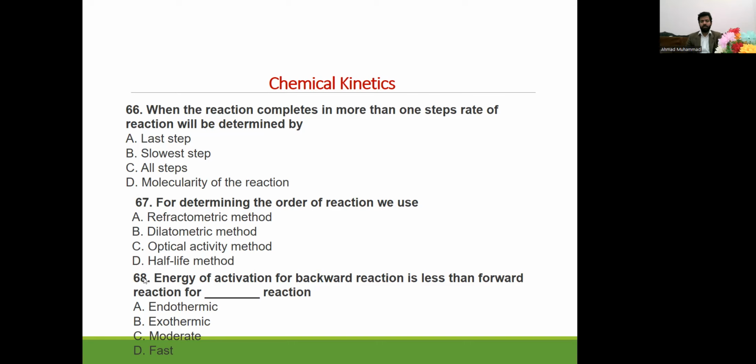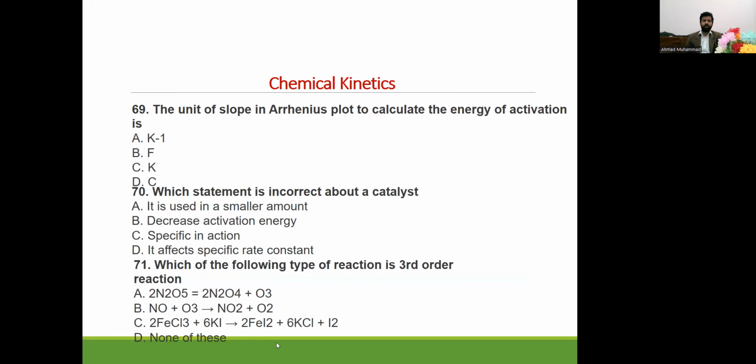If we talk about question number 68, the activation energy for the forward direction is less than the backward direction. Then the direction will be exothermic, endothermic, moderate, fast. So the right option from these four options is that the direction should be endothermic. The direction needs energy to reach its stable position.